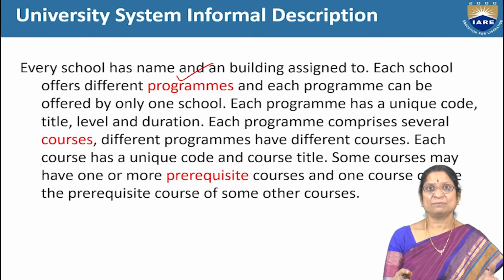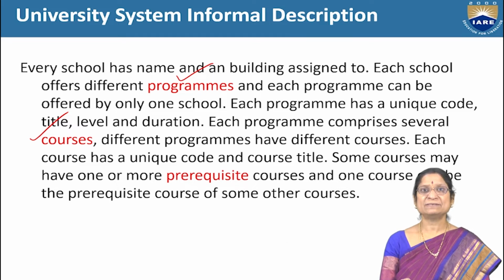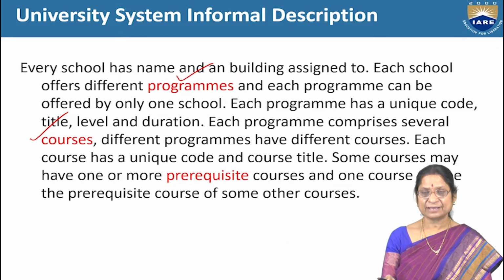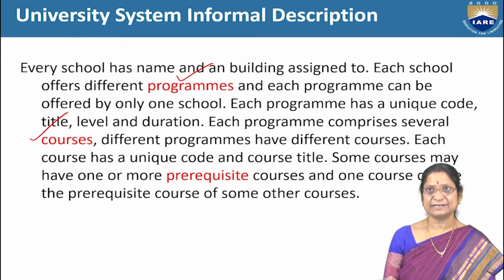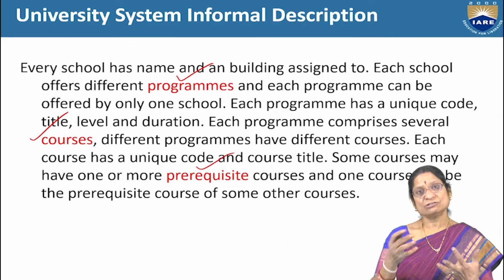And each program comprises several courses. Once the program is registered, to complete that particular program, a student is supposed to undergo some courses. So different programs have different courses. So we need to store the data related to the courses offered by the respective programs also. Each course has a unique code and a course title, and some more information might be there, credits, etc. A course may have one or more prerequisites. A prerequisite is also another course.